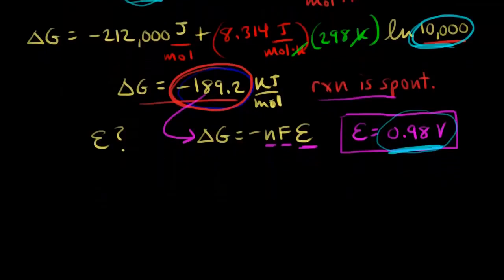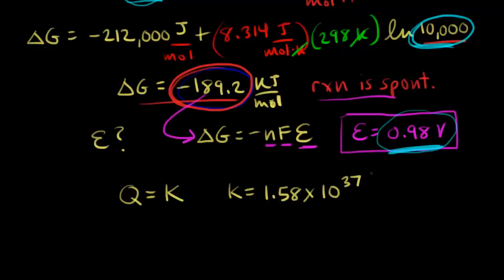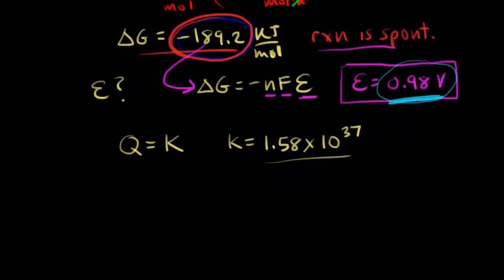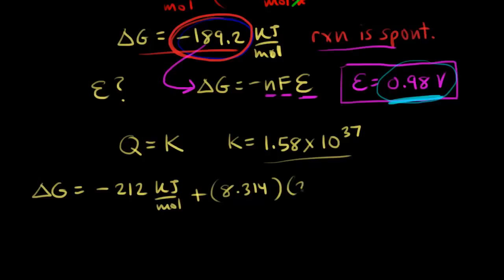What happens at equilibrium? We know that at equilibrium, the reaction quotient Q is equal to the equilibrium constant K. And at 25 degrees C, K is equal to 1.58 times 10 to the 37th. So for this reaction at 25 degrees C, this is our equilibrium constant. Let's plug in our equilibrium constant into our equation for delta G to see what we get. So delta G is equal to delta G0, which was negative 212 kilojoules per mole, plus R, which is 8.314, times the temperature. We're still at 25 degrees C, so this is 298 K. And this time we're putting in the natural log of K. So we're plugging in our equilibrium constant for Q. So the natural log of 1.58 times 10 to the 37th.